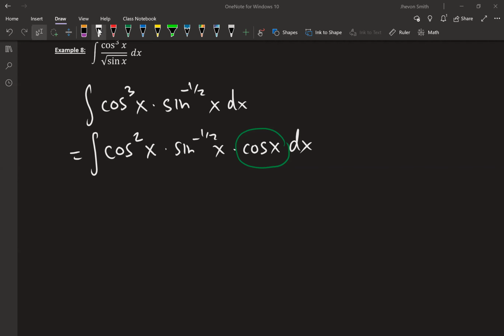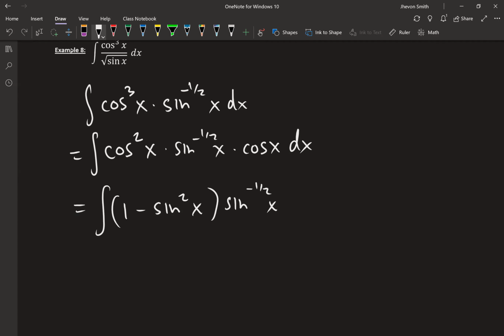Okay, so it's the other one. It's the Pythagorean identity. Change this to 1 minus sine squared. Okay, so now that we know that's the step, and hopefully now we see why that's the step.